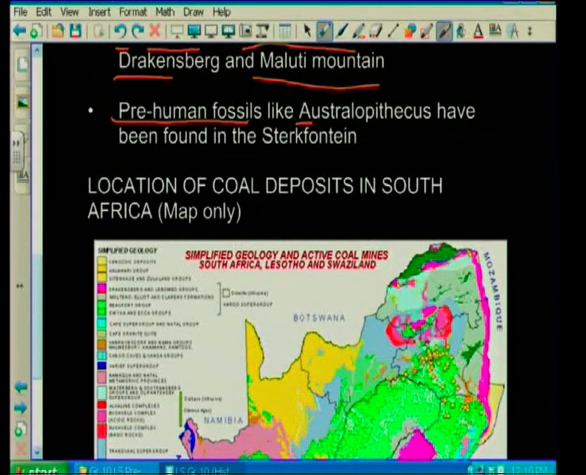Pre-human fossils like the Australopithecus have been found in the Sterkfontein caves. Remember, in our earlier session we spoke about biodiversity and classification, where we looked at the different sites where fossils could be found. And then we spoke about the cradle of humankind, where most of the fossils like Mrs. Ples, the Taung child and Little Foot, and then the Australopithecus sediba or Karabo were also found in the Sterkfontein caves near Pretoria. So therefore we have pre-human primates. There are also fossils found in the Sterkfontein caves, which is part of South Africa.